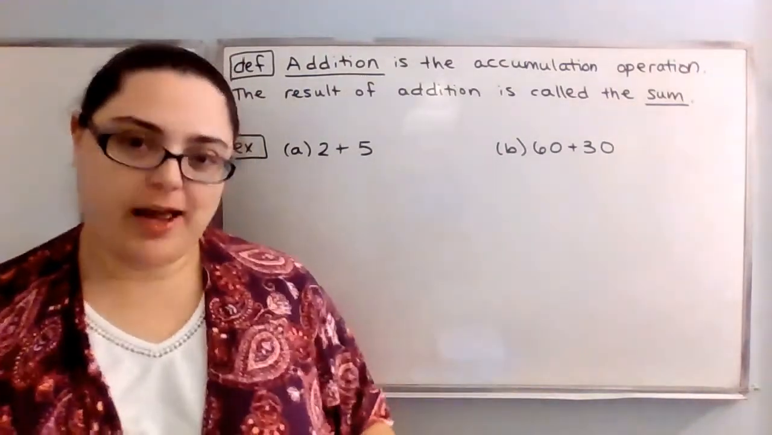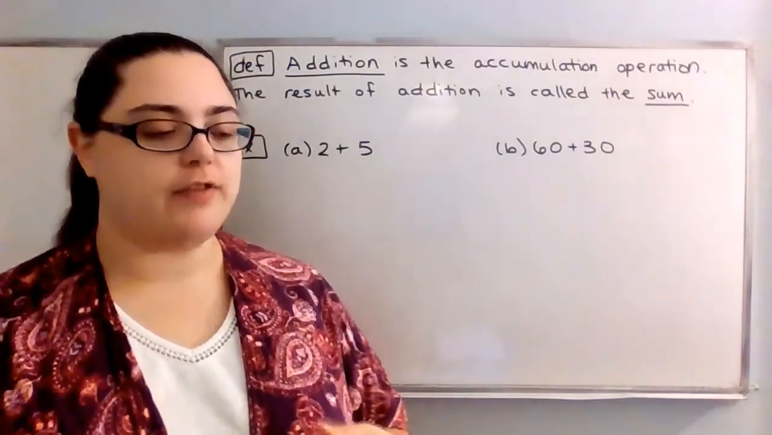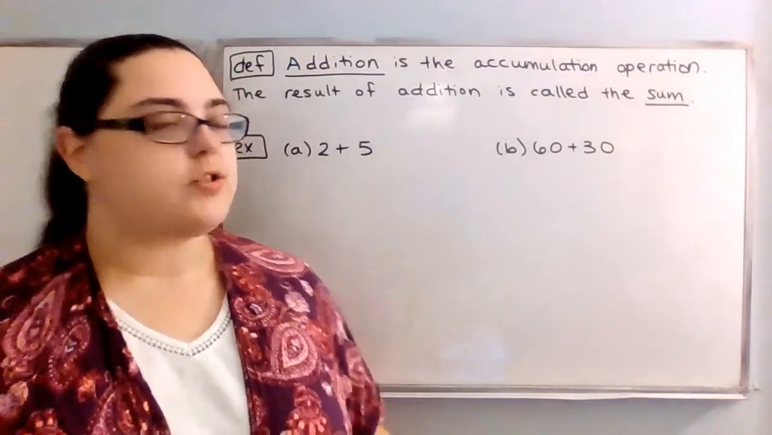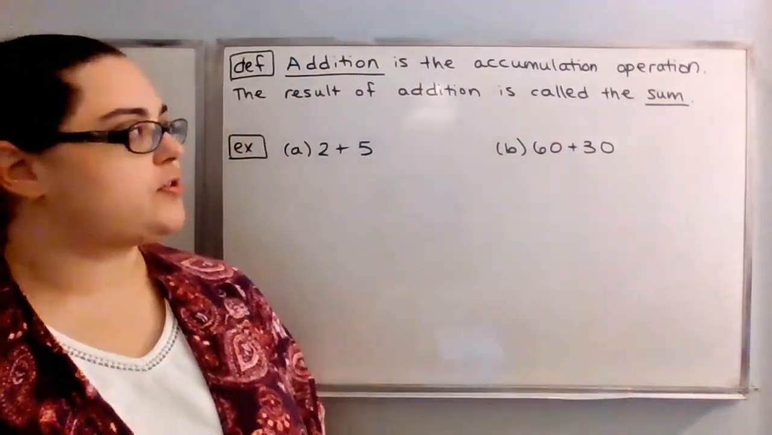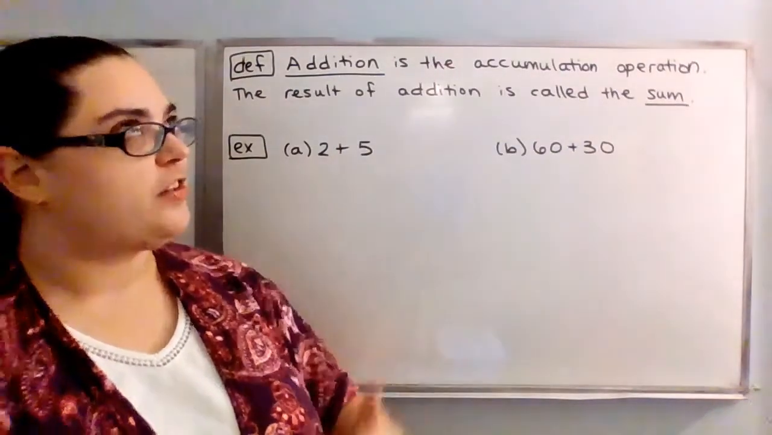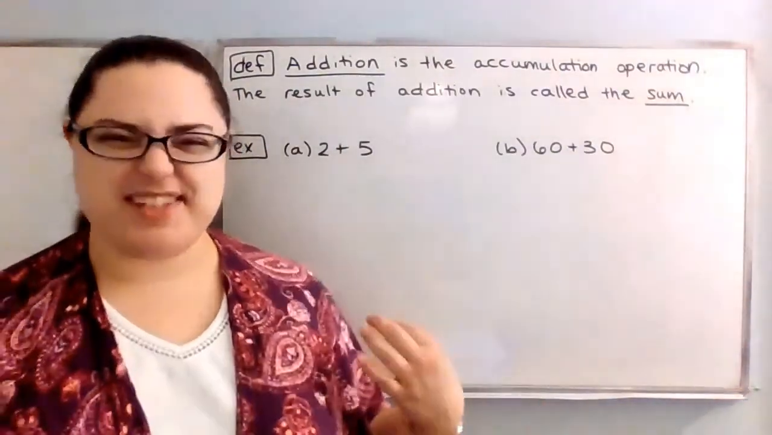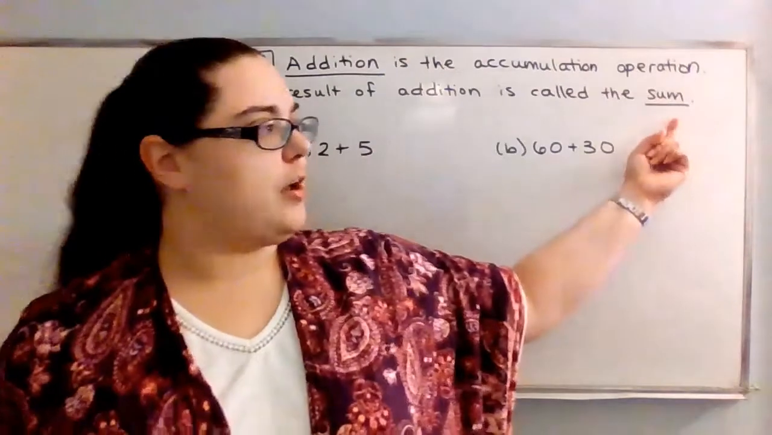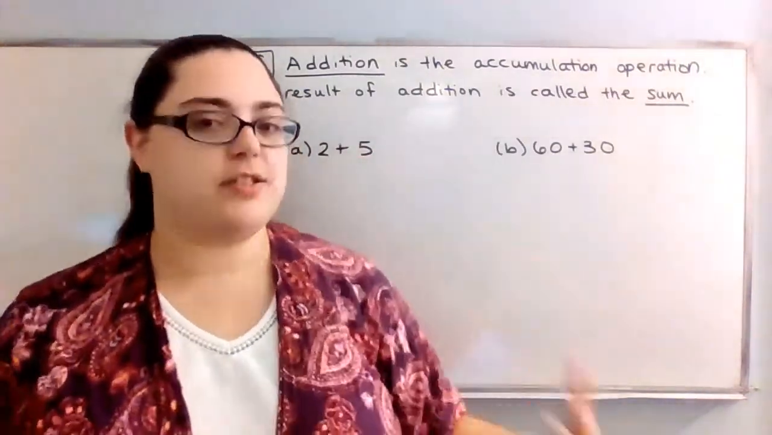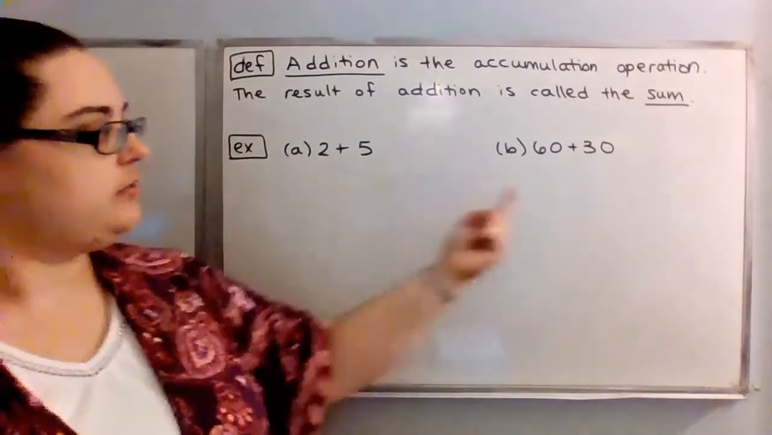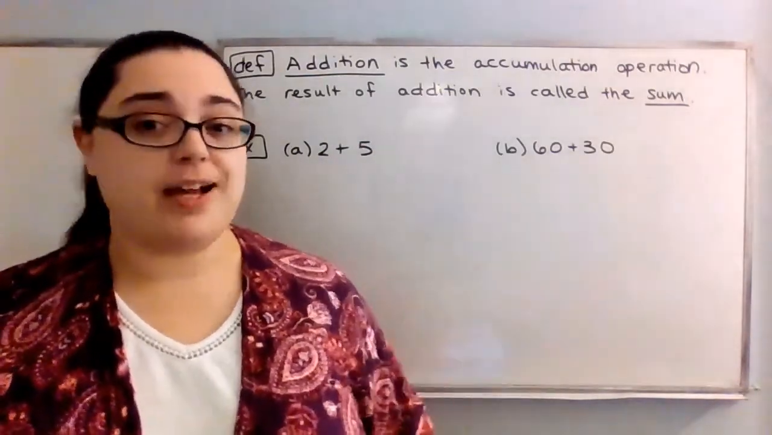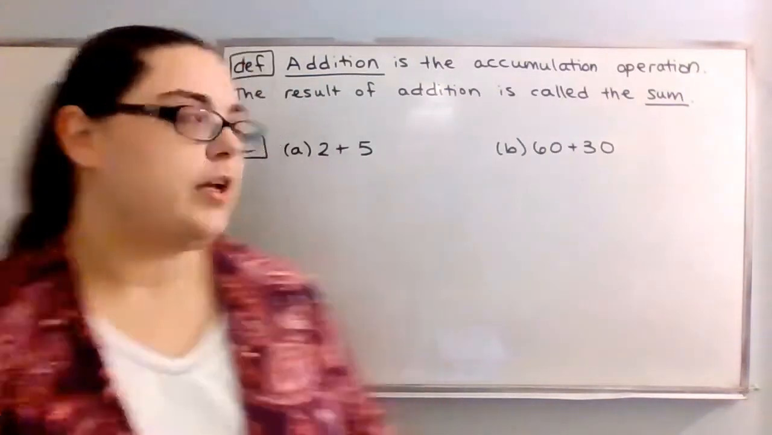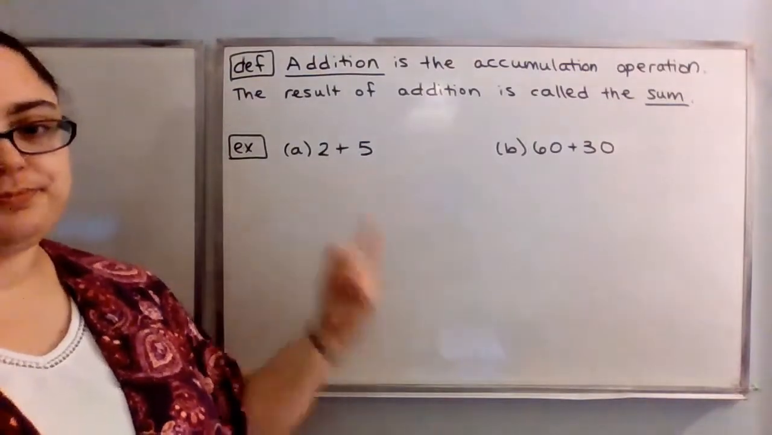Sometimes you can take pieces away, and that would be subtraction. Sometimes you have whole groups that are being combined, and that would be multiplication and so on. So addition is the first operation one would start to do, where you accumulate. The result of addition is called the sum. Sometimes you might be asked to do an addition problem using the plus sign, and other times you might be asked simply to find the sum of 5 and 2. If you're finding the sum of 5 and 2, that means you have to add together 5 and 2.